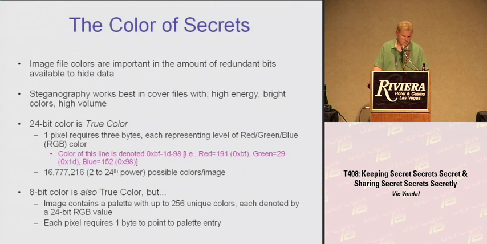The color of secrets. Image file colors are important because of the number of bits that are used, and because slight changes in images are not detectable to the human eye. 24-bit color is true color. So for one pixel in an image, it requires 3 bytes to create that one pixel. Each of those bytes represents a level of red, green, or blue, RGB. So we have a purple line there, and the color of the line is red with a value of 191, green is 29, and blue is 152. So you have to have those 3 bytes to make up one pixel of purple.